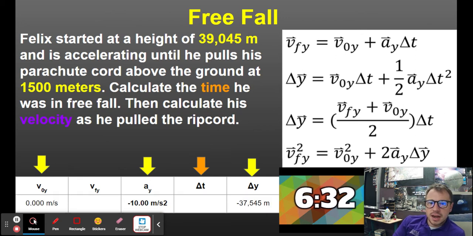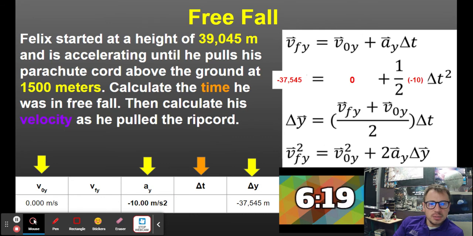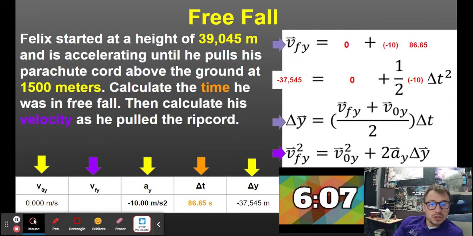Notice that I had to do a little subtraction here. 39,045 minus 1,500 is 37,545 meters. That's how far he was in free fall. Now I can solve for the time with that second equation, plug the numbers in, and I'm going to get 86.65 seconds. That's how long he was in free fall. Now I can look at that final velocity. What velocity did he pull that ripcord at? I'm going to use that first equation, and I'm going to get negative 866.5 meters per second.